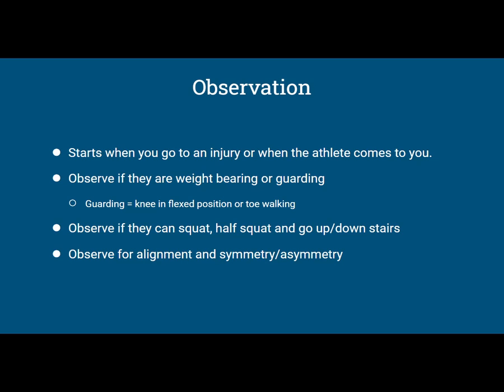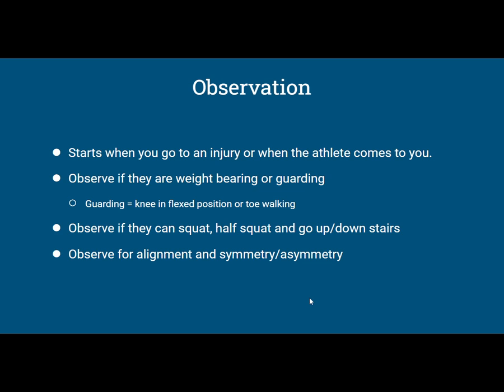Now, remember, in the objective section is also the observation. Not all these observations are potentially possible, but you want to do it as soon as possible. You want to see if they can bear weight or if they're guarding. A lot of times people are guarding their knee if they're walking with their knee slightly bent or flexed and on their toe. They don't want to extend their knee all the way. That normally means their knee is injured. Observe if they can squat, or if they can go up and down stairs. You might want to ask these questions before you ask them to perform them, because due to injury, they may or may not be able to do it.